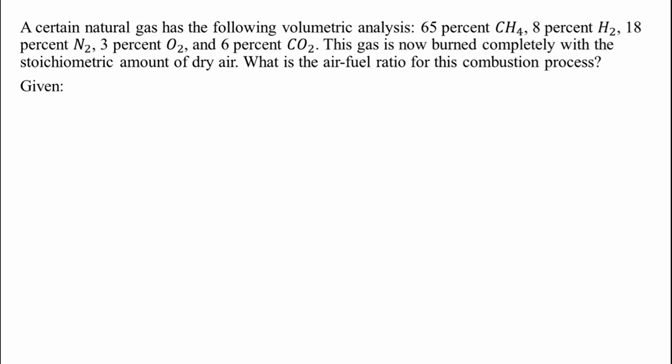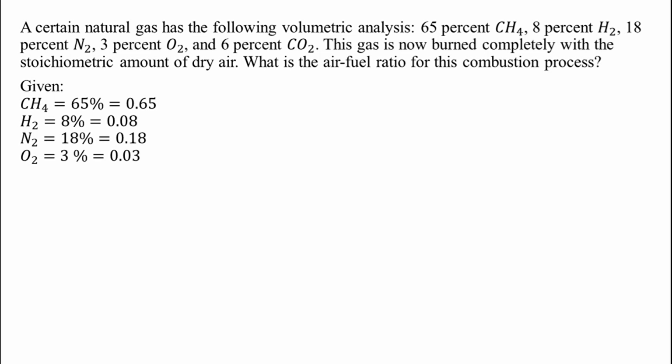We have the given values. Methane is 65%, which is equal to 0.65, hydrogen is 8%, equal to 0.08, nitrogen is 18%, equal to 0.18, oxygen is 3%, which is 0.03, and carbon dioxide is 6%, which is 0.06. We need to find the air-fuel ratio for this combustion process.